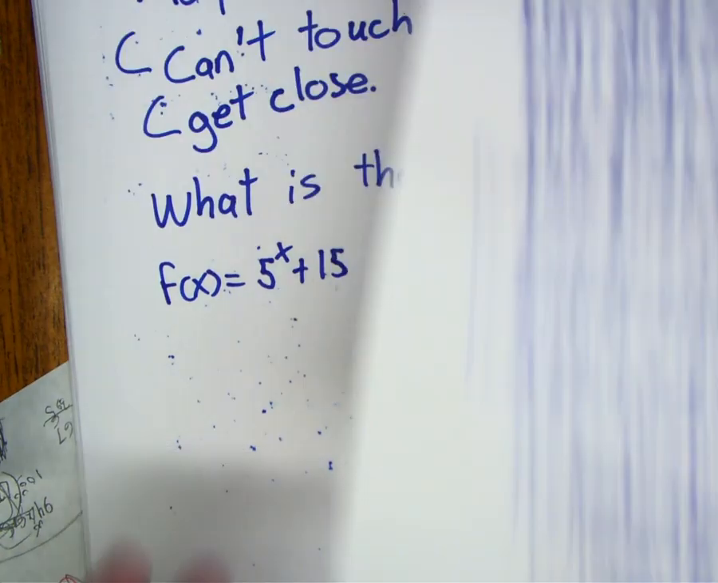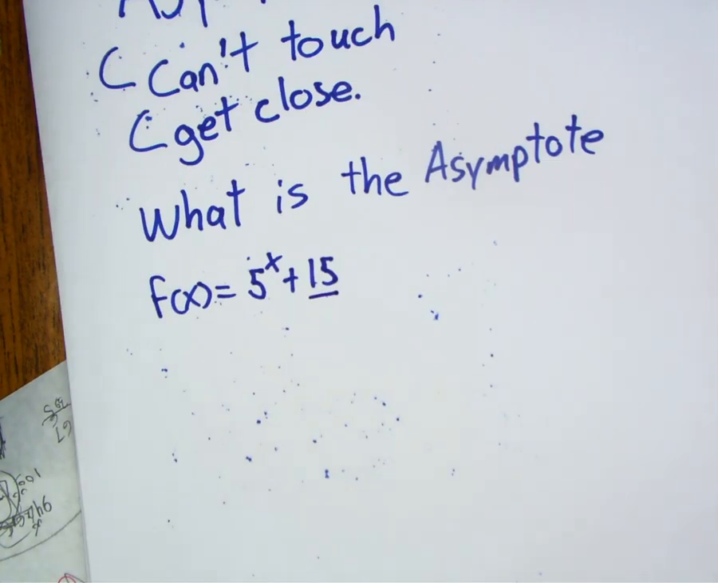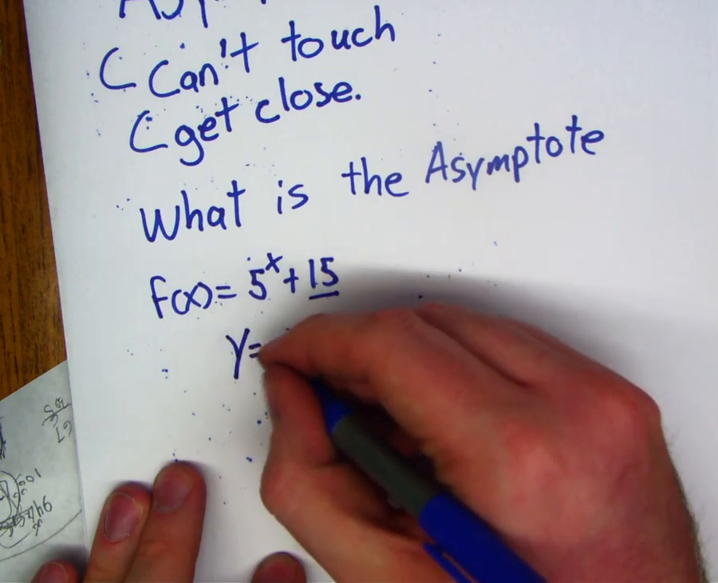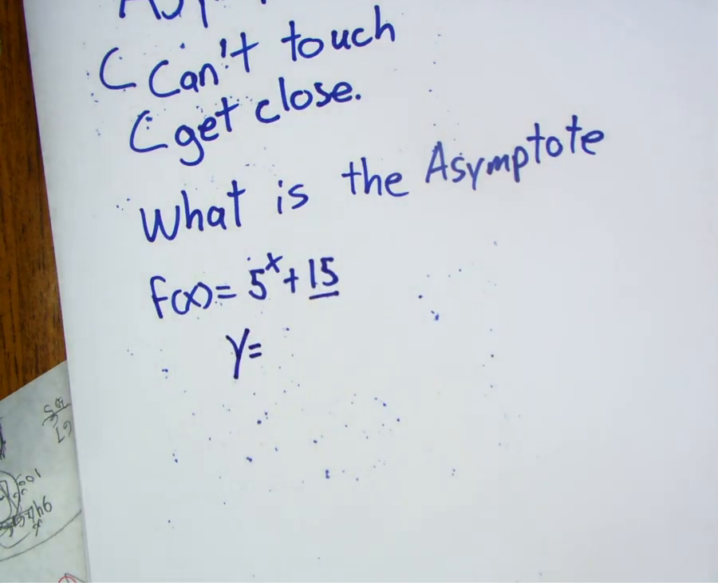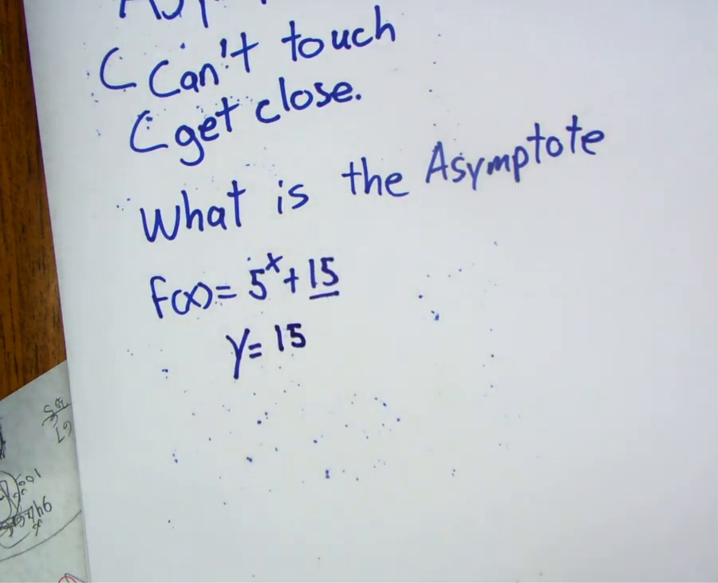So in this case, right there, 15. That is our asymptote. And the way we are going to write it out, we're going to make sure that we write it as a line. Because remember, it has to be a line that goes all across the y value of 15. So we're just going to write it as y equals 15.